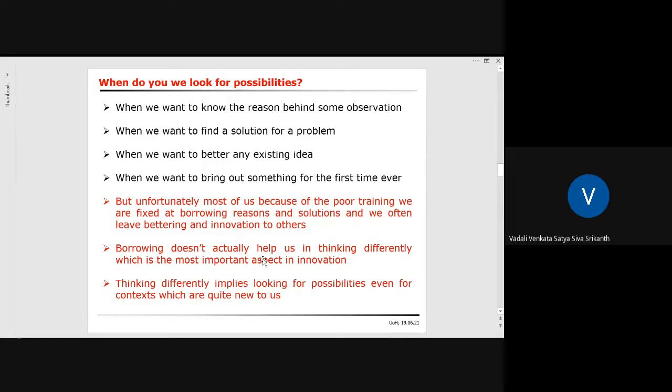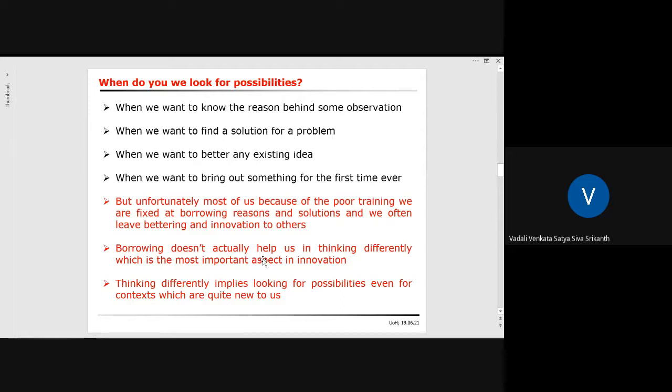But unfortunately, most of us, because of poor training, are fixed on finding reasons and solutions, and we often leave the other two, bettering and innovation, to others. We say that it is not our cup of tea. Borrowing doesn't actually help us in thinking differently, which is the most important aspect in innovation. Thinking differently implies looking for possibilities, even for contexts which are quite new to us.